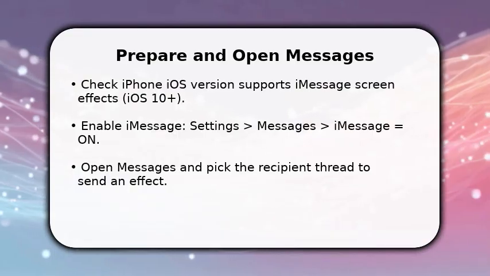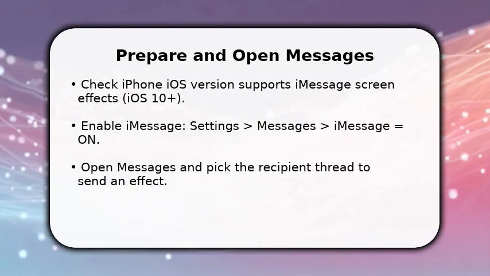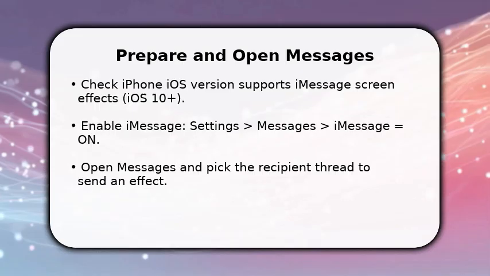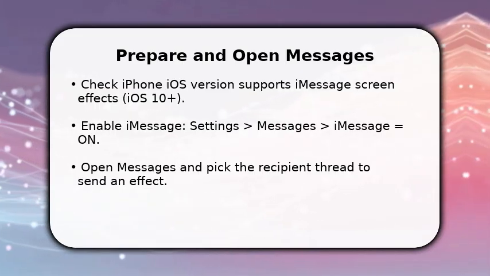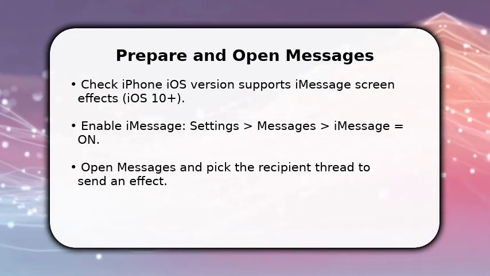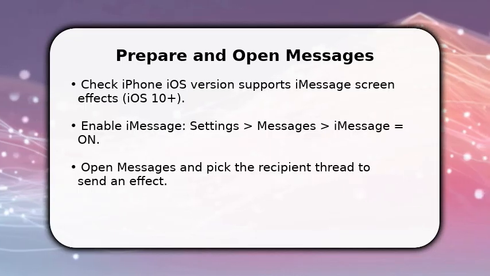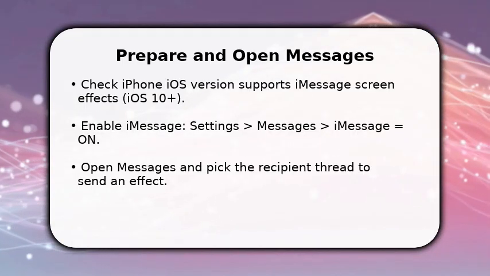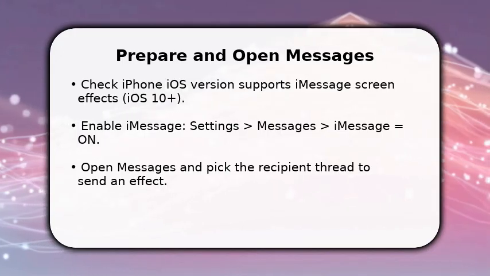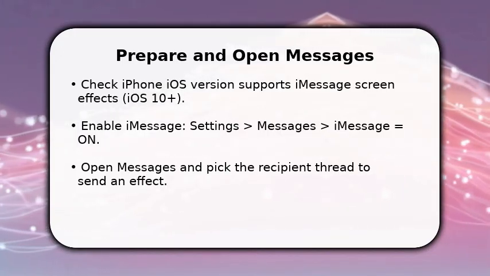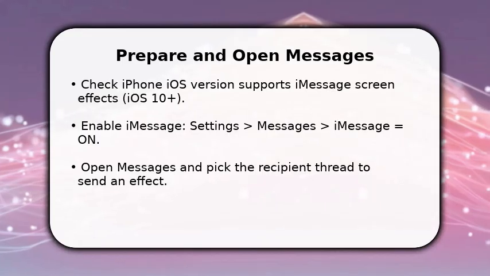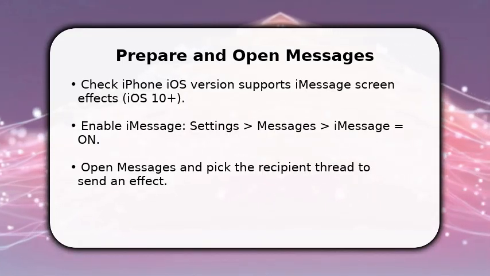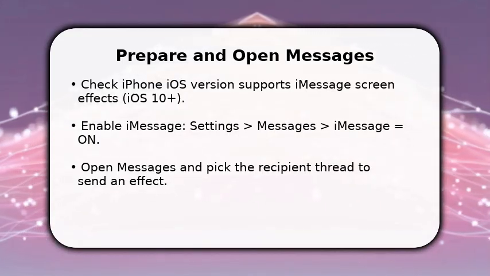You'll start by confirming iMessage is active and that you're in the right conversation. Open Settings, make sure iMessage is turned on, then launch Messages and select the person or group. Once you're in the chat, tap the text field and compose the message you want to amplify. This works for text, emoji, or a link. Make sure the recipient can receive iMessages, blue bubbles, because effects don't work with SMS.